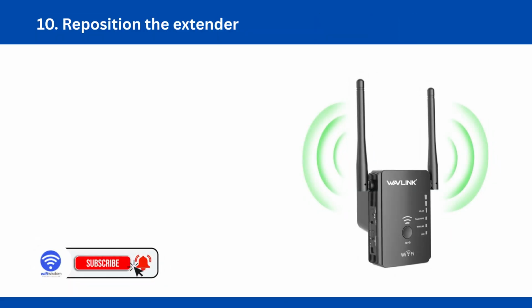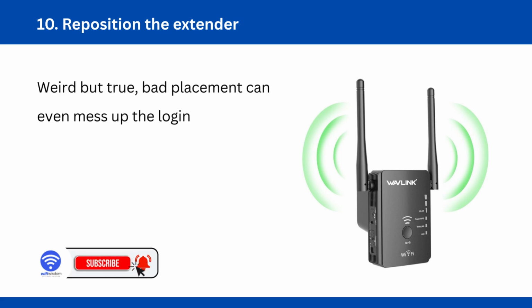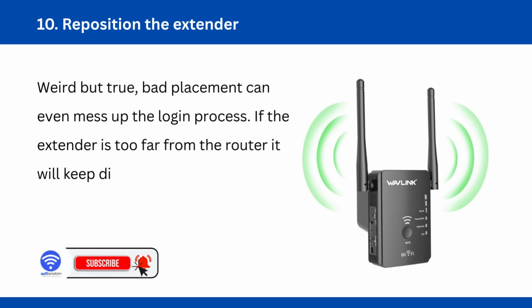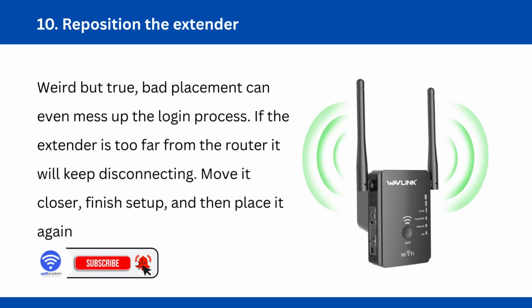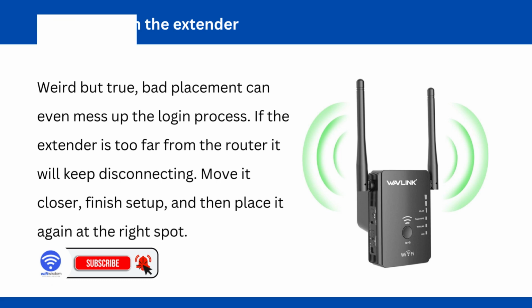10. Reposition the extender. Weird but true, bad placement can even mess up the login process. If the extender is too far from the router, it will keep disconnecting. Move it closer, finish setup, and then place it again at the right spot.